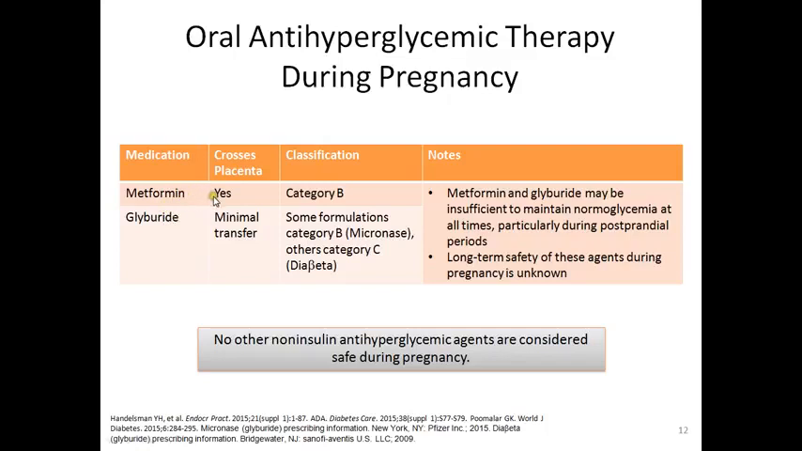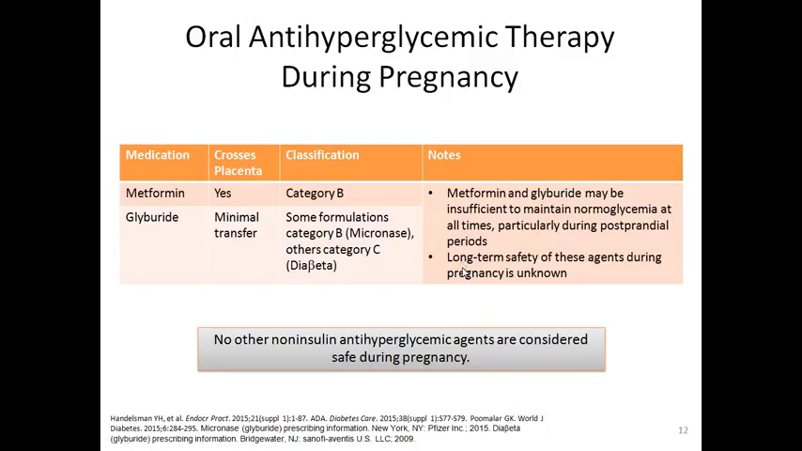Metformin can cross the placenta. Glyburide is the other one. These are the only two oral anti-hyperglycemic drugs which can be given to these patients. No other non-insulin anti-hyperglycemic agents are considered safe during pregnancy. So metformin and glyburide may be insufficient to maintain normal glycemia at all times, particularly during the postprandial period. Long-term safety of these agents during pregnancy is still unknown.